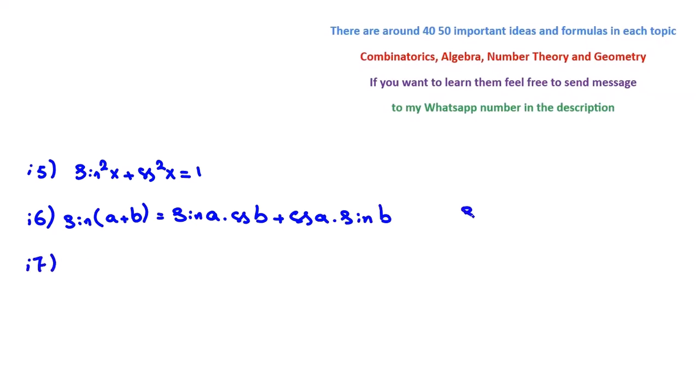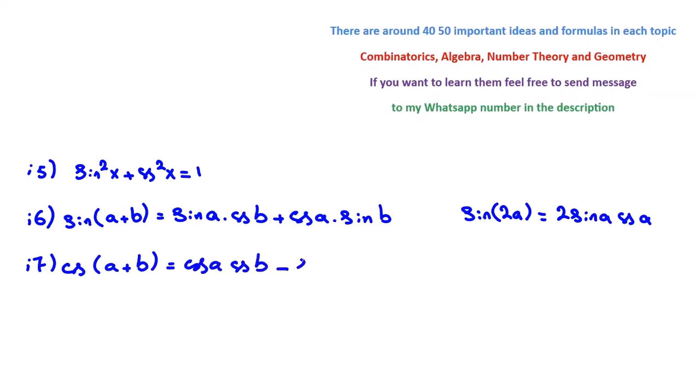Idea 7. And then an application of this is sine 2a. It will be sine a cosine a plus cosine a sine a. It will be 2 sine a cos a. Next idea is cosine of a plus b. It is cosine a cosine b minus sine a sine b.